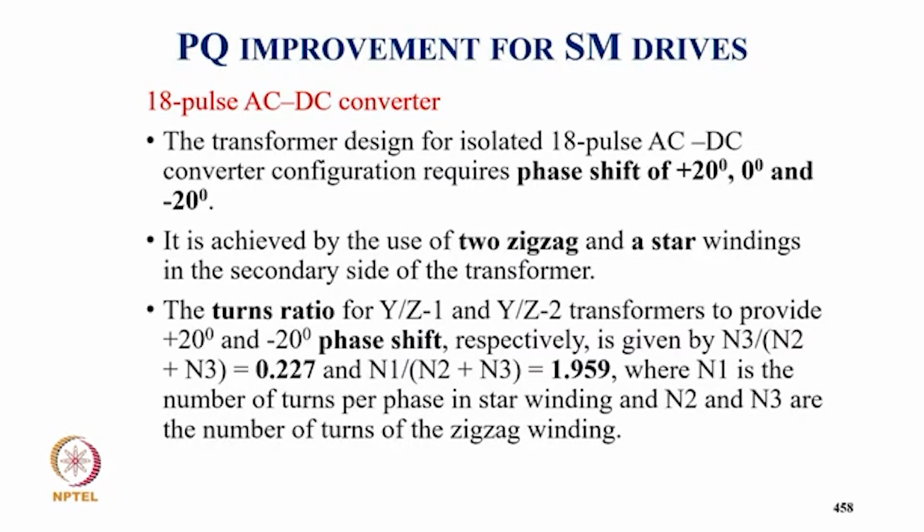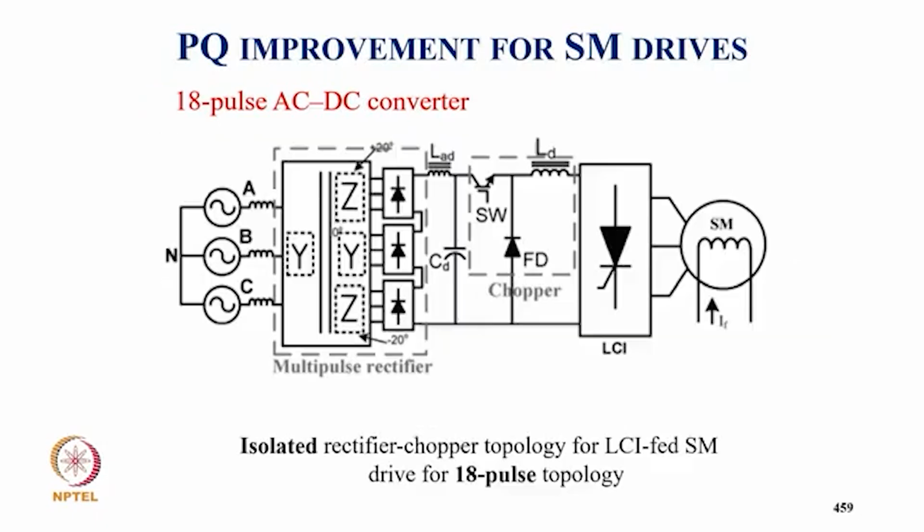So now coming to the transformer design for an isolated 18 pulse AC/DC converter configuration. It requires a phase shift of plus 20 degree, 0, or minus 20, each achieved by the use of 2 zigzag and star winding in the secondary side of the transformer. The turns ratio of star zigzag 1 and zigzag 2 transformers at the 20 degree and minus 20 degree phase shift respectively is n3 upon n2 plus n3 = 0.227 and n1 upon n2 = 1.959, where n1 is the number of turns on the primary star and n2 and n3 are the number of turns in the zigzag winding.